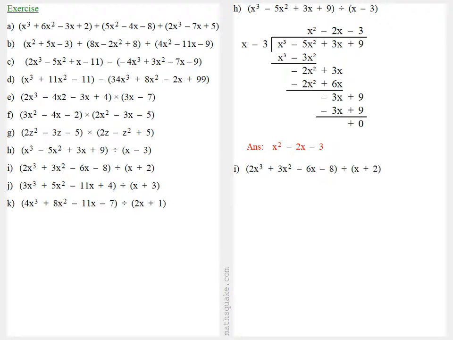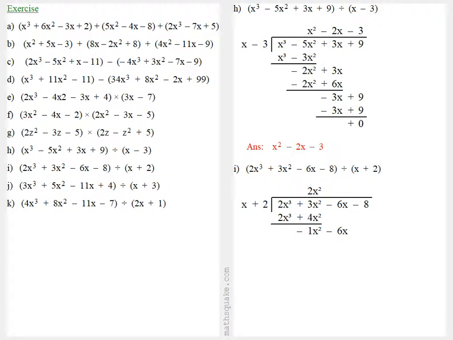In part I, again, we've got a long division sum. We write it out as a long division sum, and we start by dividing 2x cubed by x. And that gives us 2x squared, which we write on the top in the x squared column. Then we multiply 2x squared with x plus 2, and that gives us 2x cubed plus 4x squared. We subtract 3x squared minus 4x squared is minus 1x squared, and we bring down the next number, minus 6x.